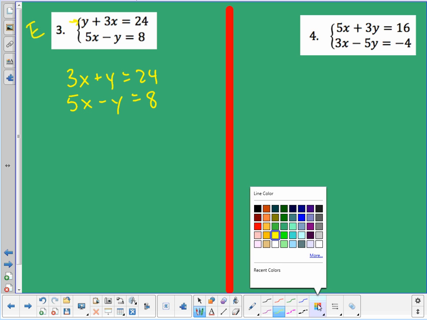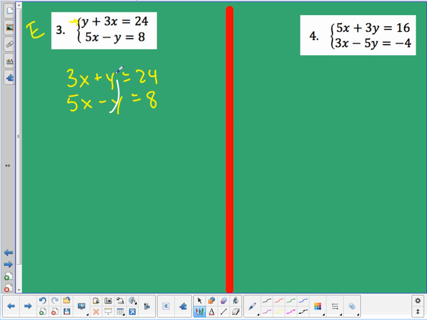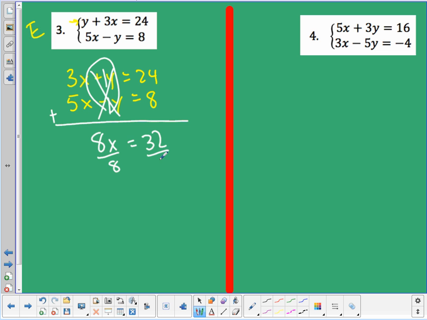Now, that was really helpful because now I notice that my y terms have opposite coefficients. Here's a positive one and a negative one. So I'm already set to add these together. I add them together, my y terms go away. 3x and 5x is 8x, and 24 plus 8 gives me 32. Then I divide both sides by 8, and I have x is equal to 4.